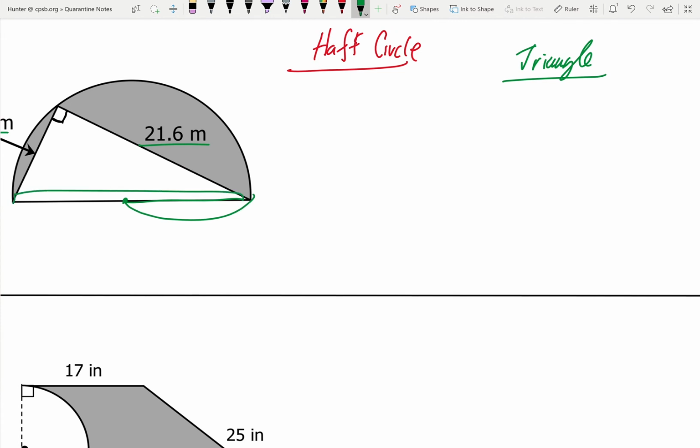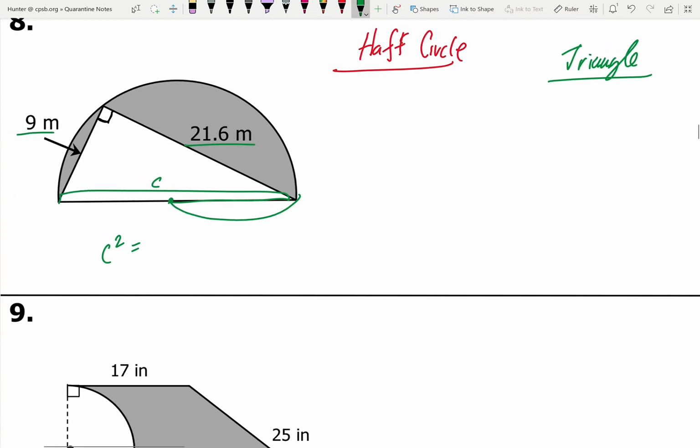I'll call it C. So C squared is just equal to 9 squared, which is one of the legs, plus the other leg squared. So 9 squared plus 21.6 squared. This gives me that C squared is equal to 547.56, and then taking the square root, C comes to be 23.4 meters.